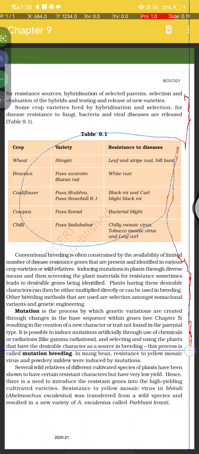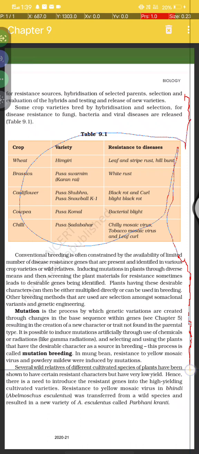This process is called mutation breeding. In mung beans, resistance to yellow mosaic virus and powdery mildew were induced by mutation.